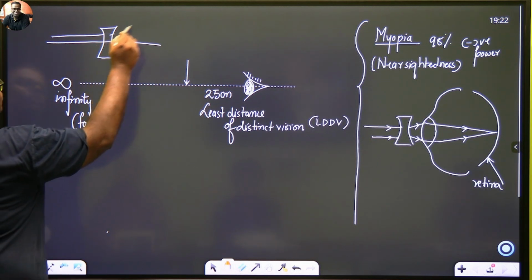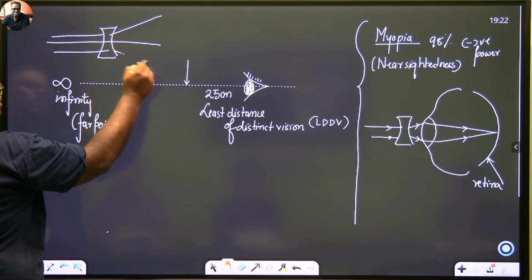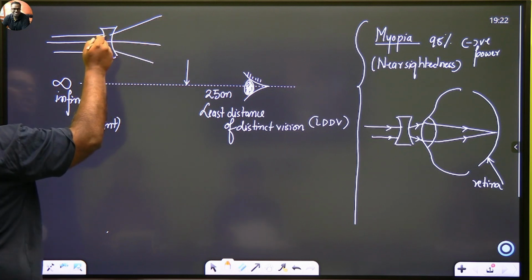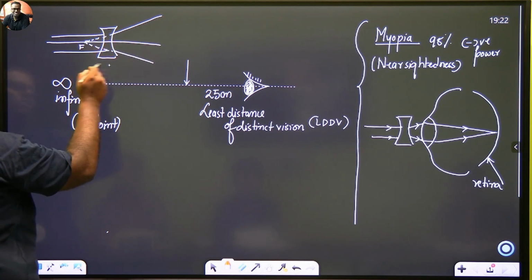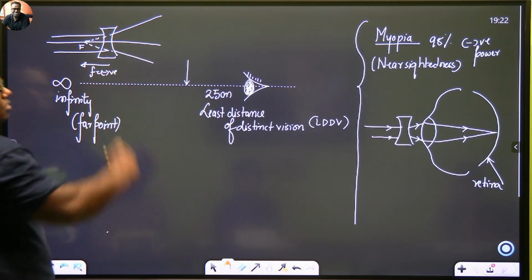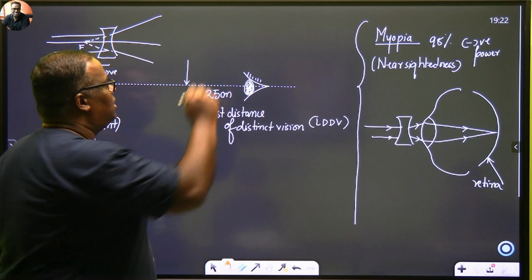Any ray of light will diverge out. So how to get the principal focus? You will never get it on this side. You will extrapolate and the focus meets here. And what is the distance on this side? Focal length, always negative. Now there is a relation.